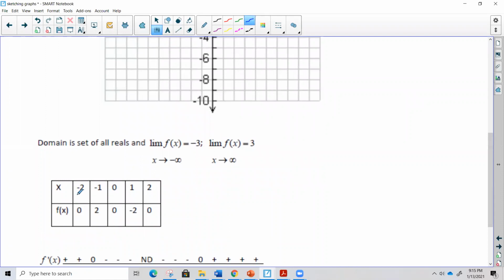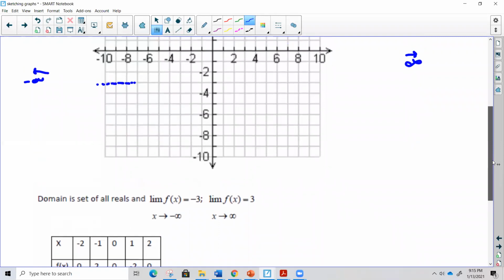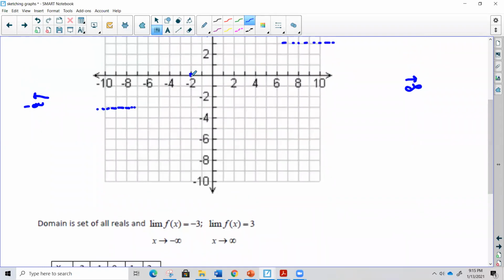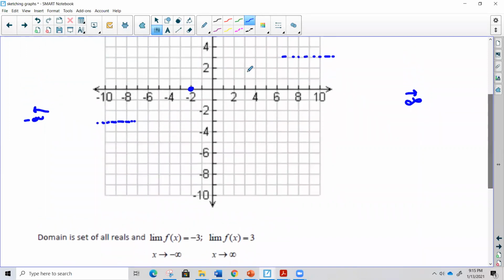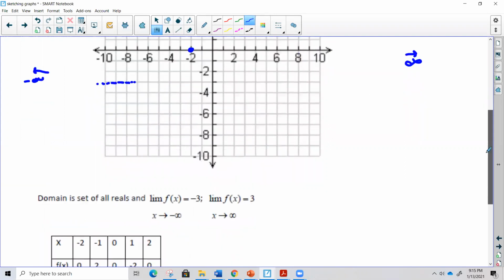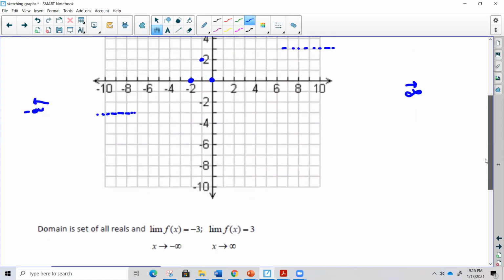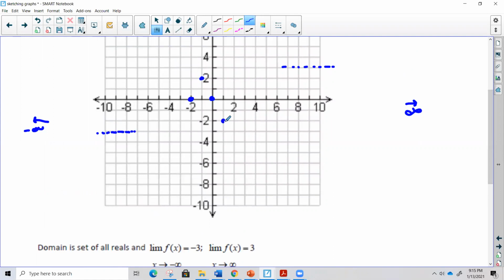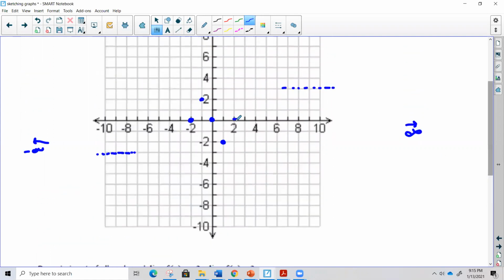Okay, these are all points. These are my x values. These are my y values. So those I can plot. Okay, so I have -2 for x, y is 0. -1, y is 2. 0, 0, so it goes through the origin. 1, -2. And then my last point is 2, 0.